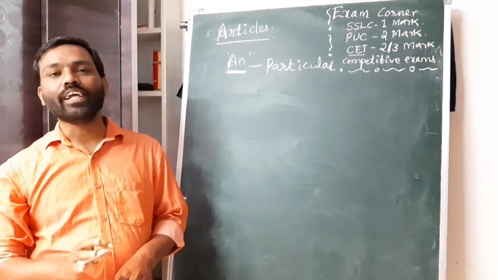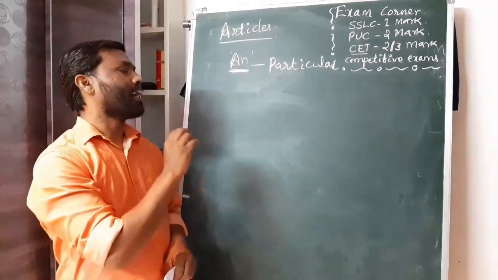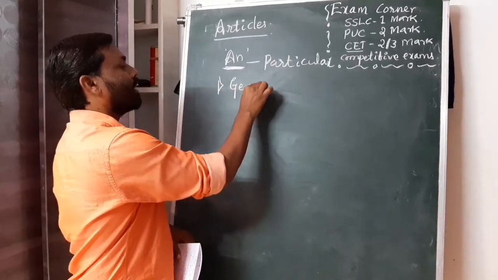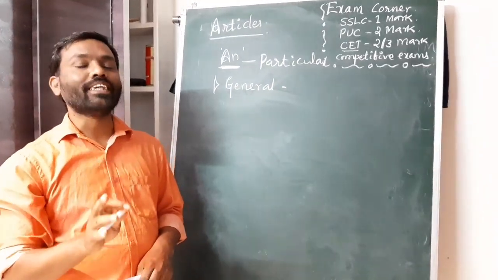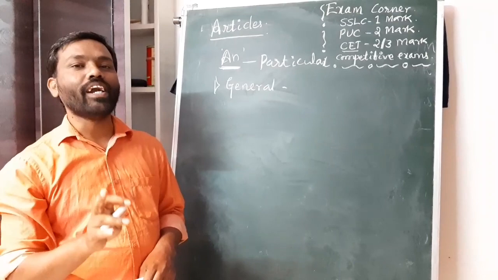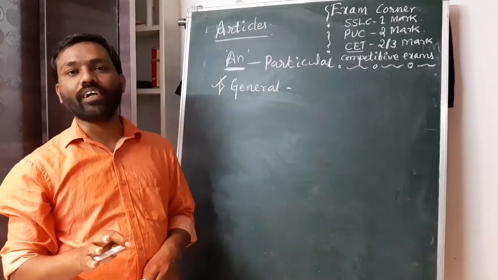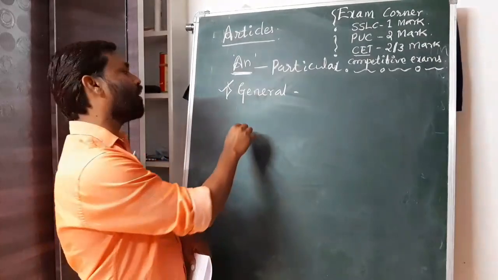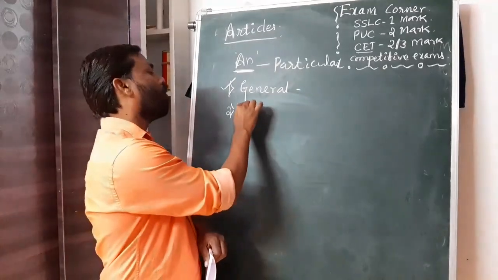I am giving three important points for the selection of the article "an". The first one is a general sense. A general sense means suppose a thing is singular or it gives the meaning of one. In that case we use the indefinite article. So it is a general sense. When we select "a" or "an", the first point is related to this, and the second point is related to vowel sound.